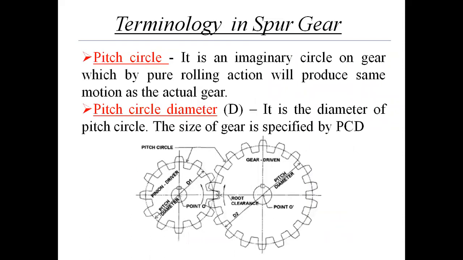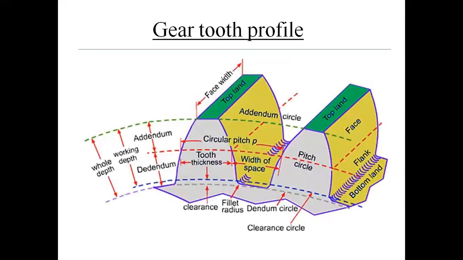Now the first term used in spur gear terminology is the pitch circle. Pitch circle is an imaginary circle on a gear which by pure rolling action would produce the same motion as the actual gear. In this figure, you can see the pitch circle. This is the pitch circle shown in a red dotted line.